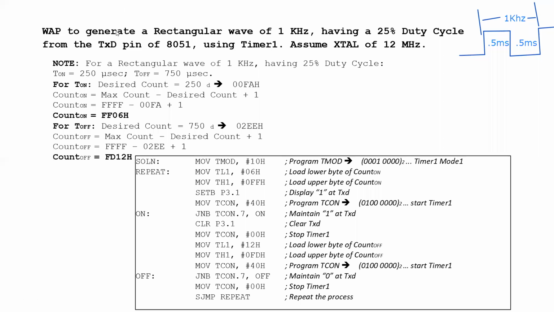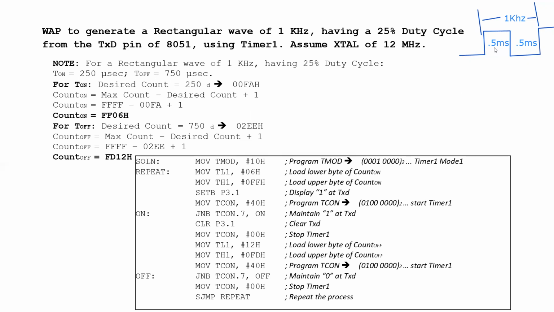So next is to generate a rectangular wave of 1 kilohertz having 25% duty cycle from the TXD pin of 8051 using timer 1. Here the crystal frequency is also given, 12 megahertz. For a rectangular wave of 1 kilohertz, we are having 25% duty cycle. Total the time period is 1 millisecond. Of that, 250 microseconds for on state and 750 microseconds for off state.